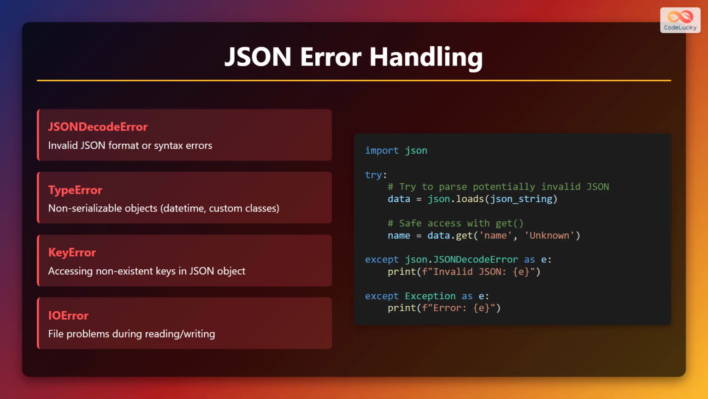Here is an example of how to handle JSON errors using try-except blocks. We attempt to parse a JSON string using json.loads. If a JSONDecodeError occurs, we catch the exception and print an error message. We also use the get method to safely access the name key, providing a default value if the key is not found. Finally, we include a general except block to catch any other exceptions that may occur.